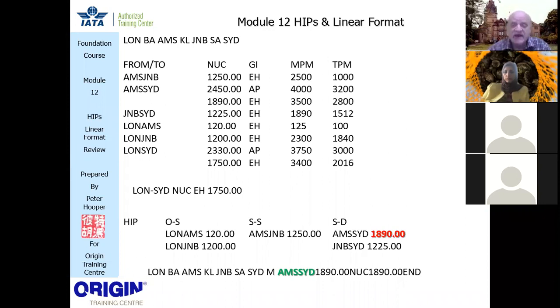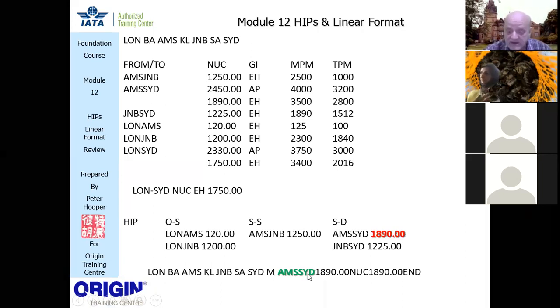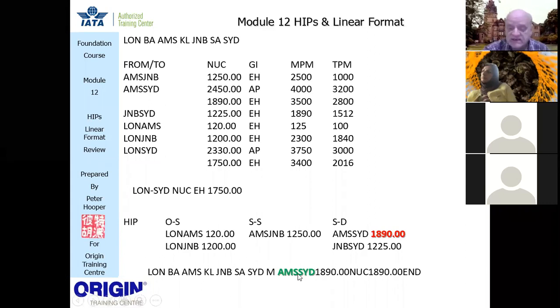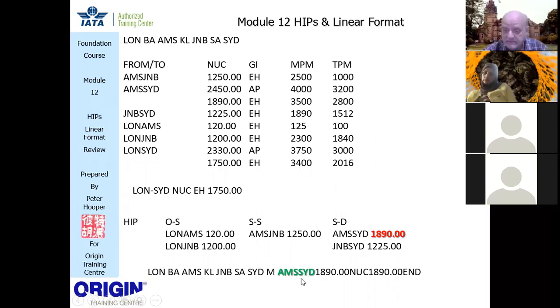Tell me, if Amsterdam had X/ in front, is it still a stopover? No, no. Right. We only charge HIPs origin, stopover, stopover, stopover, stopover, destination. So if you see a fare calculation like this, London BA to Amsterdam, KL, Johannesburg, Sydney, M, and after the M, you see a city pair together, that's the HIP cities.